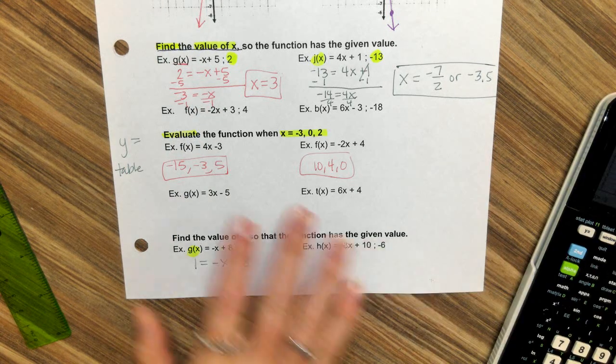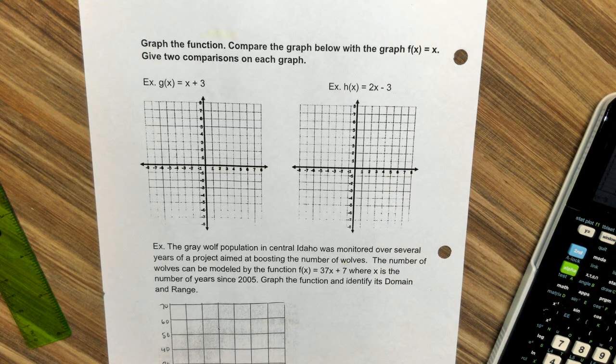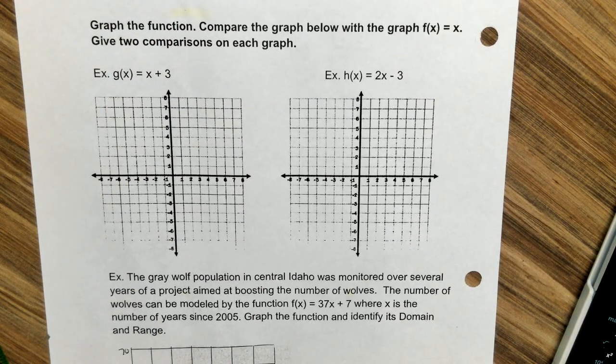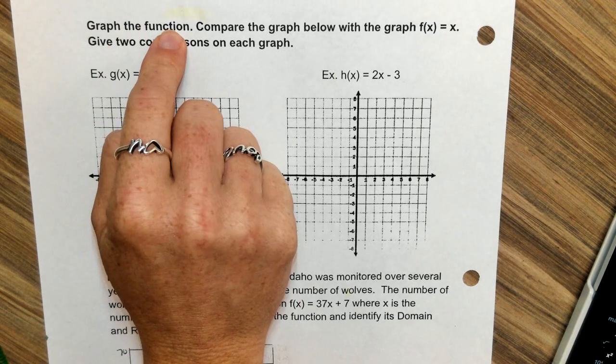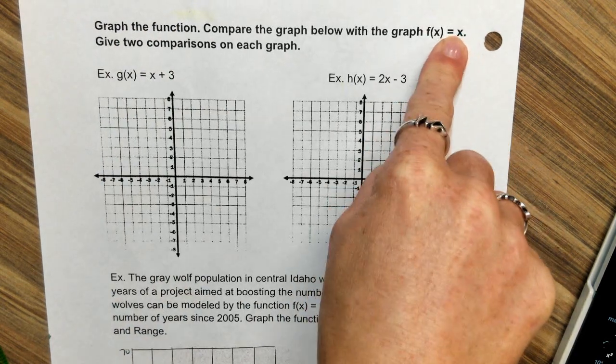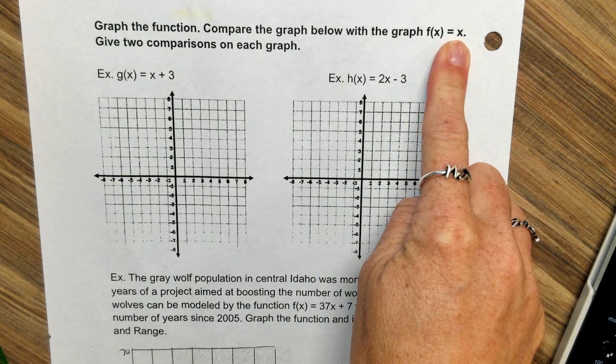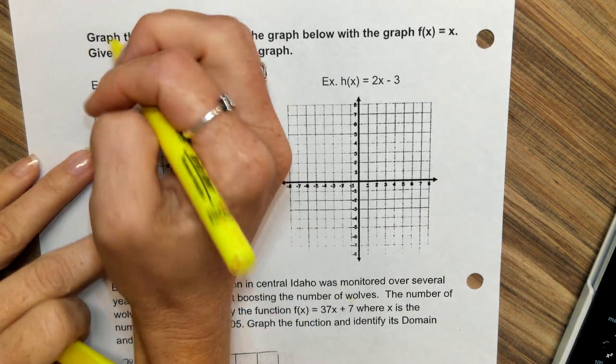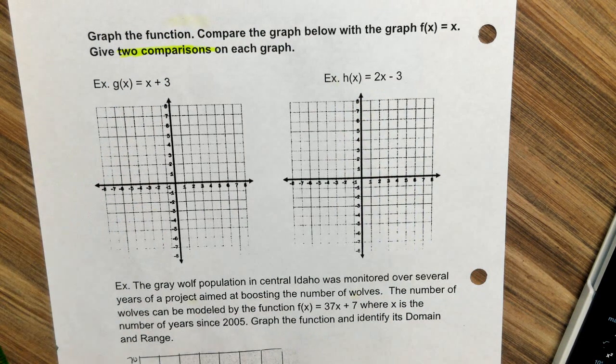Okay, flip to the back. This is the new part. We are now going to learn why we label functions and name them. It wants us to graph this function. How many functions are we going to graph? And then it wants us to give 2 comparisons of the graphs.